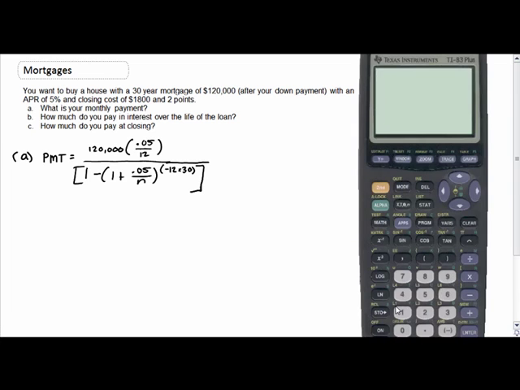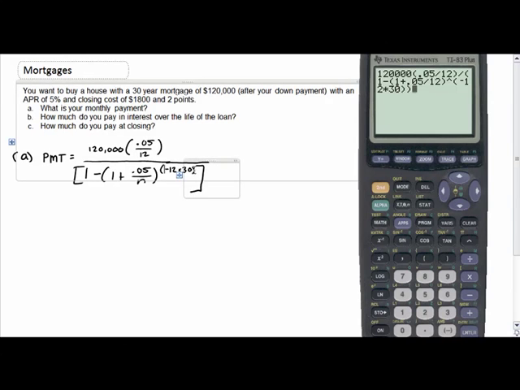So here's the calculator. 120,000 times 0.05 over 12, parenthesis, divided by parenthesis, 1 minus parenthesis, 1 plus 0.05 over 12, parenthesis, to the parenthesis negative 12 times 30, parenthesis parenthesis, because there's two. One here to end the power, one here to end the denominator.